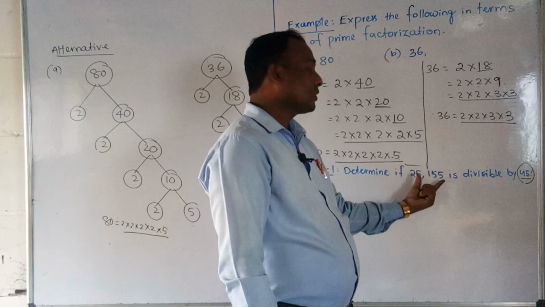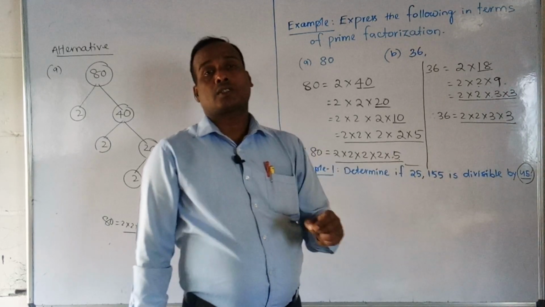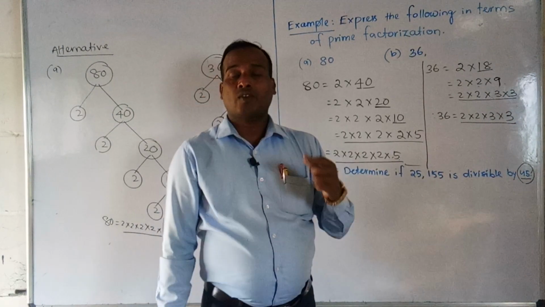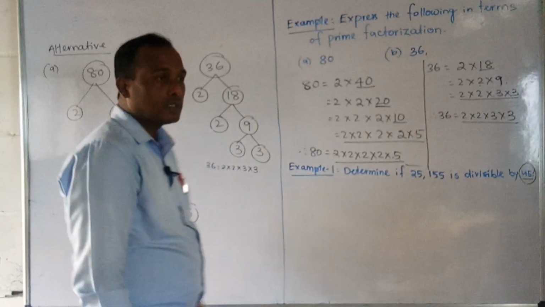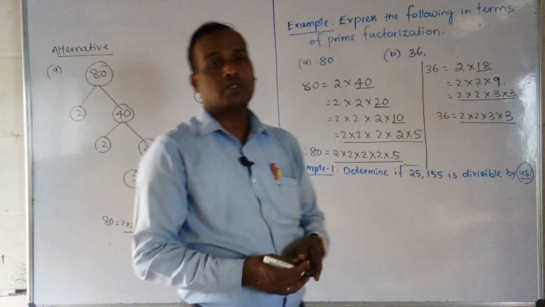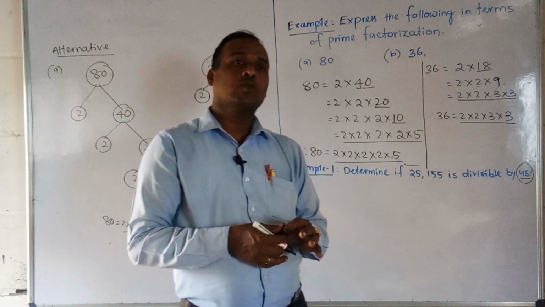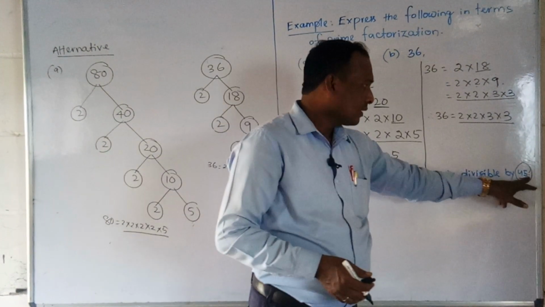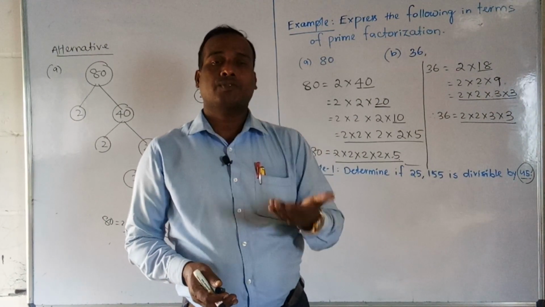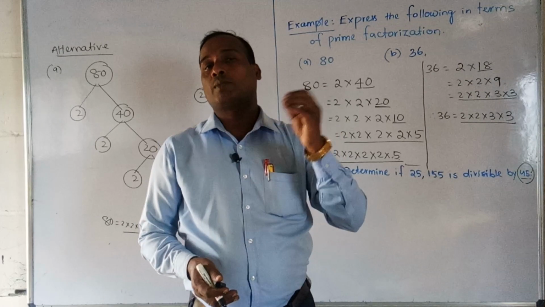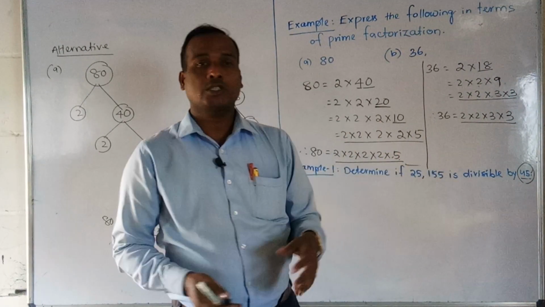So we have to check whether this number is divisible by 9 and 5 or not. If the number is divisible by both 9 and 5, then it is divisible by 45, because there is a special divisibility rule, a property. If a number is divisible by two numbers, then it is also divisible by their product. That means if a number is divisible by 2 and 3, then it is divisible by 6, its product, also.